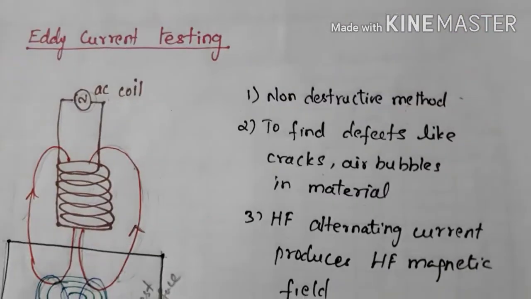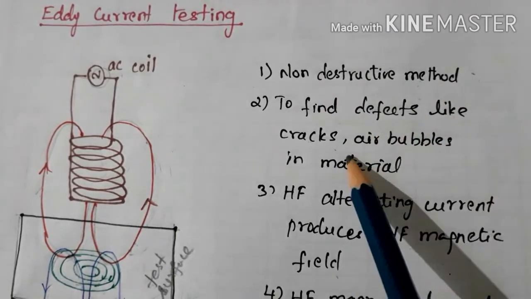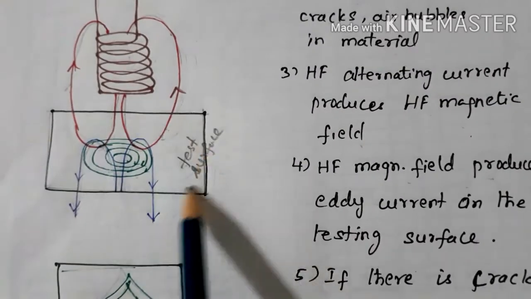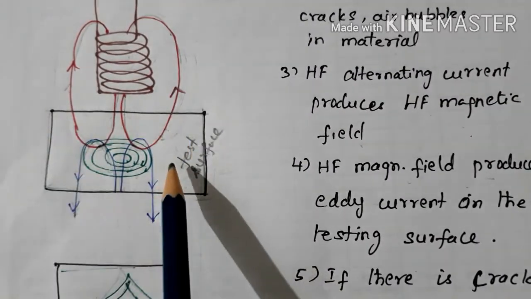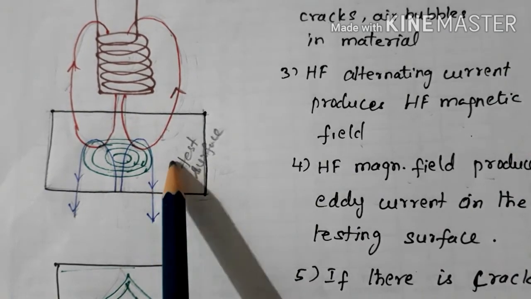Now we will pass on to the next application, that is eddy current testing. It is a non-destructive method, and it is used to find defects like cracks and air bubbles in the material. You can see a metal surface. You have to check whether this testing surface has an air crack or a hole in it, right?